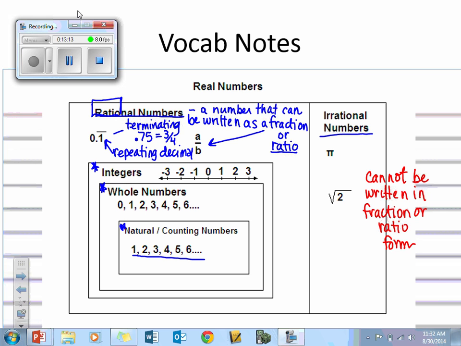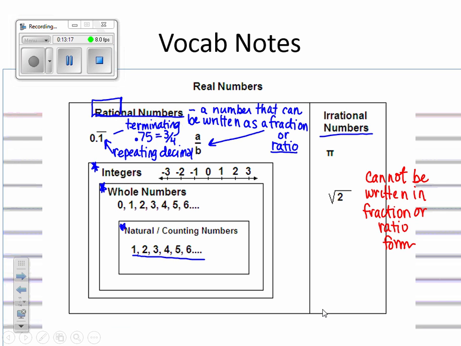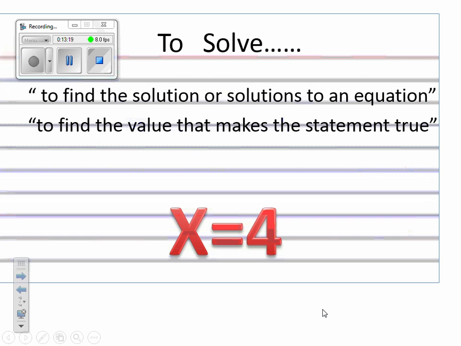Now we are going to go ahead and do the solving part of the PowerPoint. And so we are going to learn to solve. Now, to solve means to find the solution or solutions of an equation, to find the value that makes the statement true. When I plug that number into my equation, will it make it true? That is what we do when we're solving.